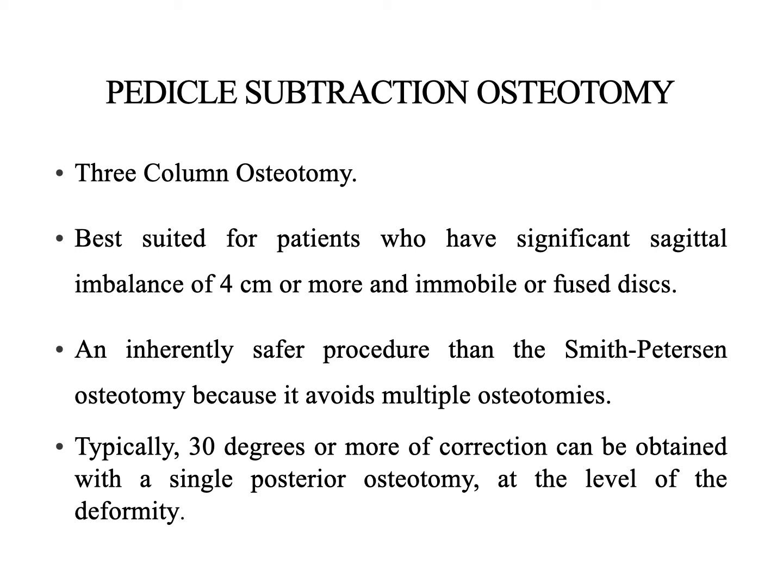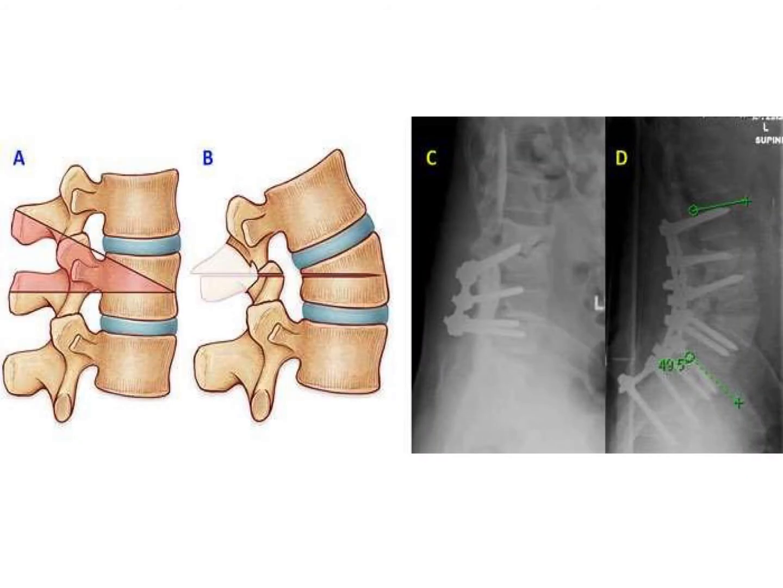Another osteotomy is pedicle subtraction osteotomy, which is also called the 3-column osteotomy, best suited for patients who have significant sagittal imbalance of 4 cm or more and an immobile or fused disc. It is an entirely safer procedure than Smith-Petersen osteotomy because it avoids the need for multiple osteotomies. Typically 30 degrees or more of correction can be obtained with a single posterior osteotomy at the level of the deformity. This is an example of subtraction osteotomy.